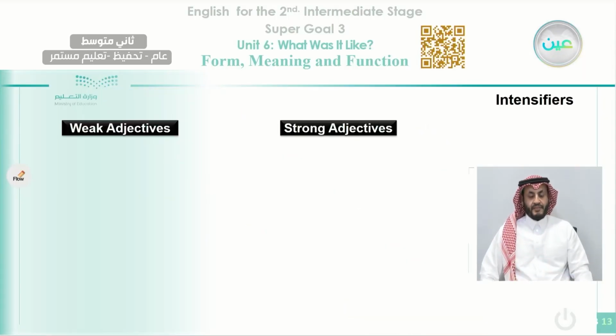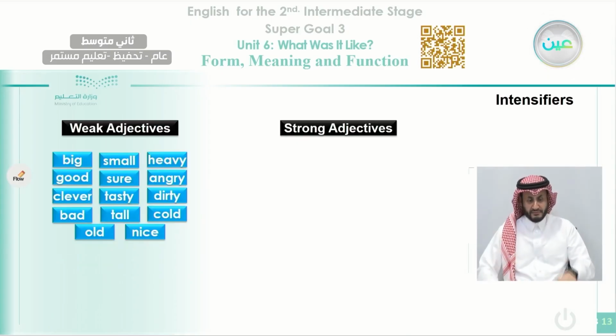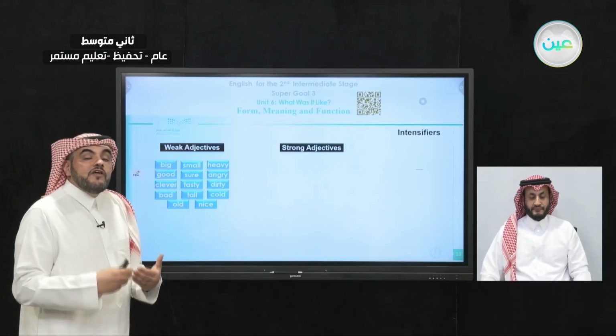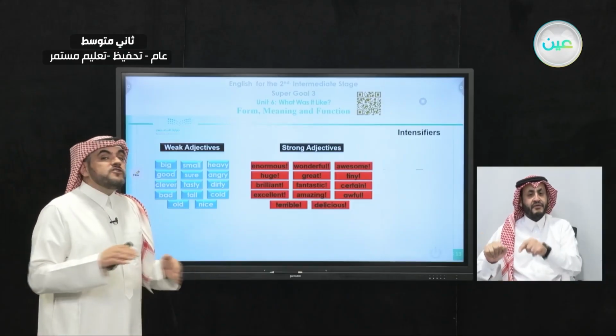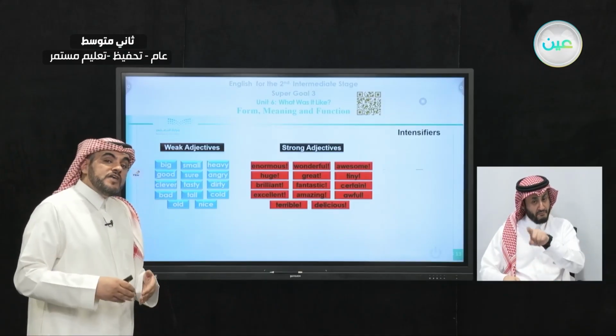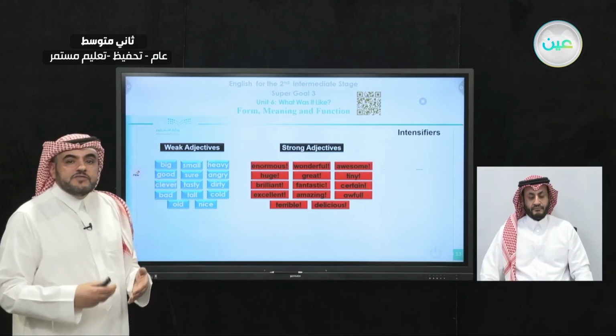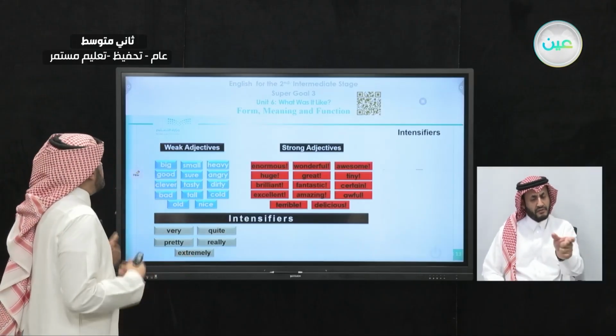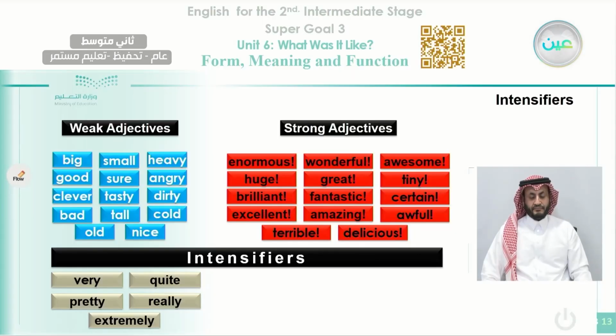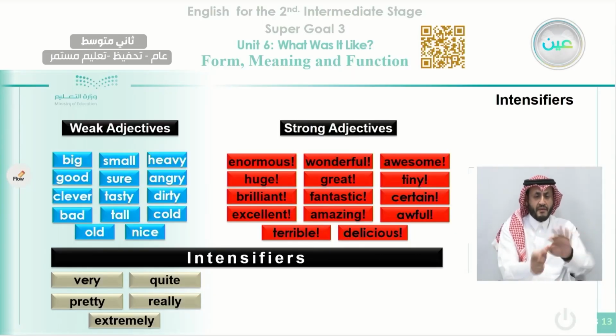Now let's compare the strong adjectives with the weak adjectives. You can see the list here of the weak adjectives. In this case, we can use intensifiers. We call very here an intensifier. But with the strong adjectives, we cannot use very here. We can use another thing, we call it adverbs. For the weak adjectives, we can use very, quite, pretty, really, extremely. All mean the same. So we can say very big, quite big, pretty big, really big, extremely big.